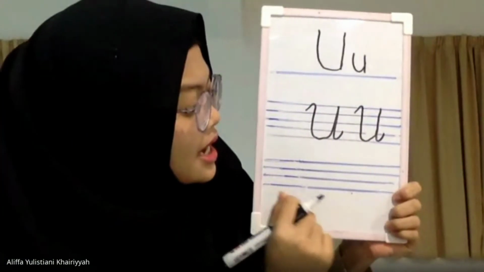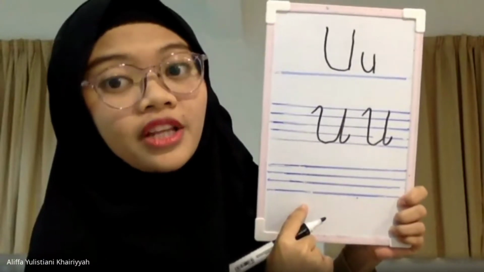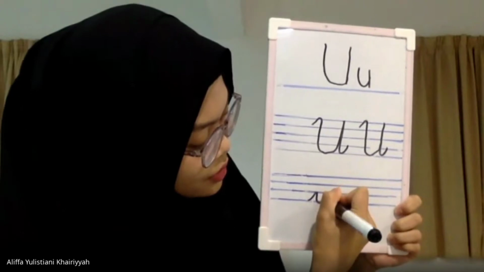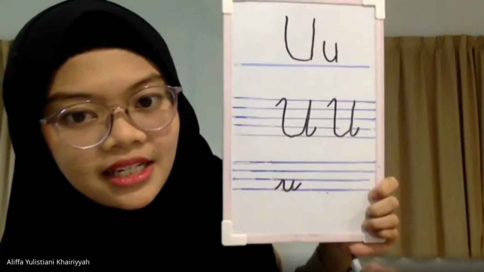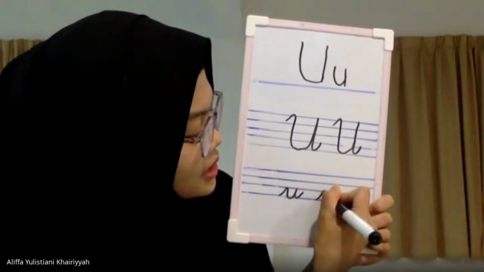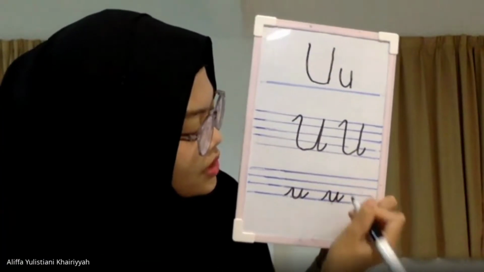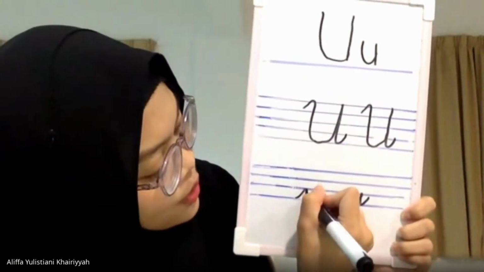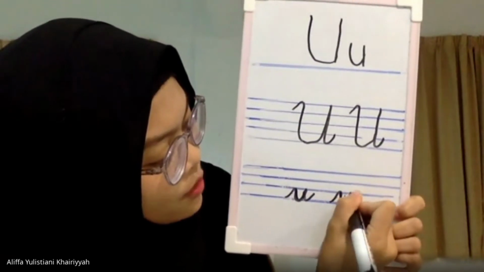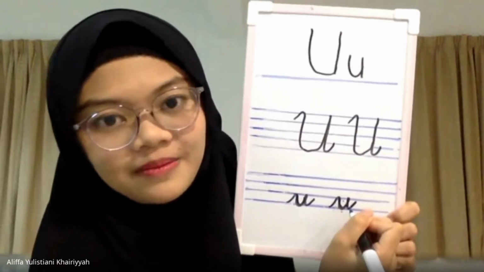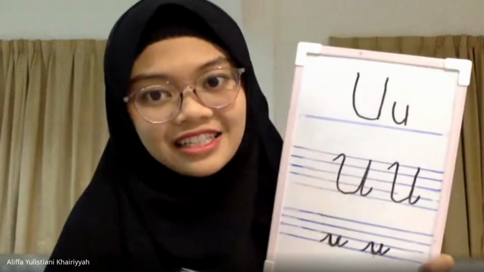Very good, kids. And for the small U letter. 1, 2, 3. Okay, again. 1, 2, 3. It's very good, kids. Look at this. This U. Yes, this one U. And this line to connect to other letters. Let's move to the next letter, which is E.